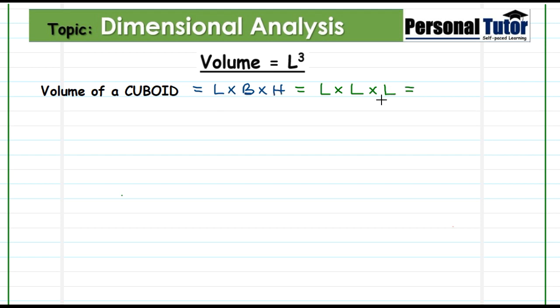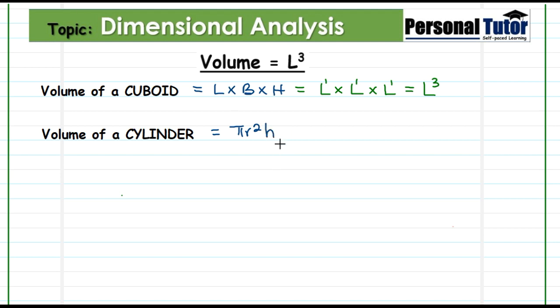Per the rules of indices, when you have common bases multiplying, one of them is written, then by virtue of the multiplication, the exponents are added. So 1 plus 1 plus 1 is equal to 3. And that gives L cubed. Same as this. Again, volume of a cylinder. The volume of a cylinder is pi r squared h.